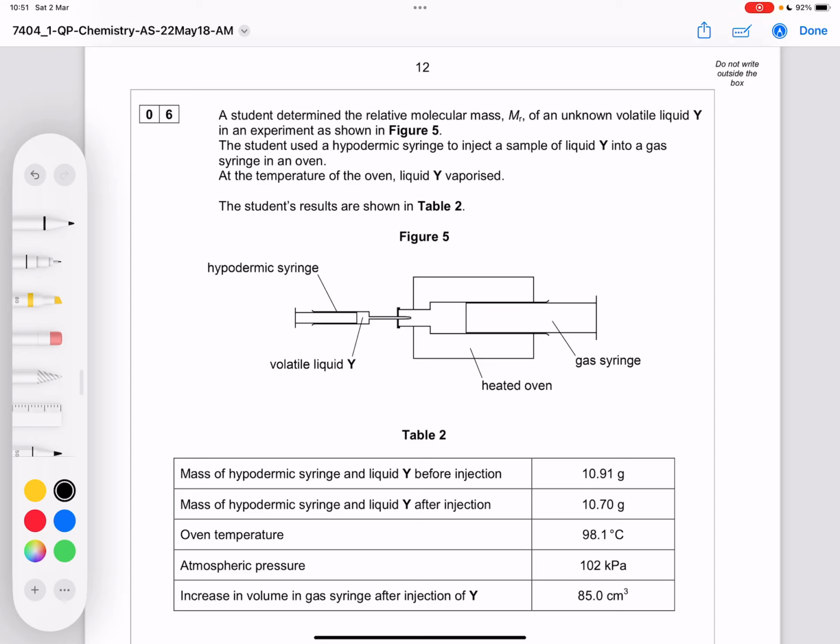A student determined the relative molecular mass of an unknown volatile liquid Y in an experiment as shown in figure 5. The student used a hypodermic syringe to inject a sample of liquid Y into a gas syringe in an oven. At the temperature of the oven, Y was vaporised. The student's results are shown in table 2.